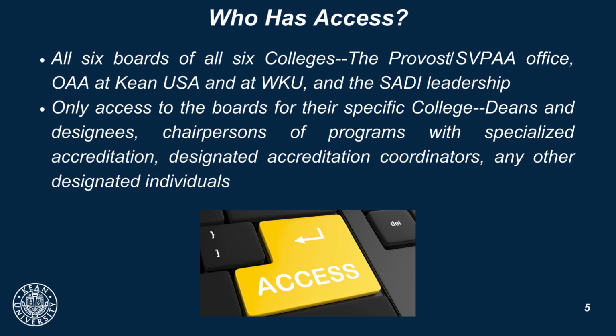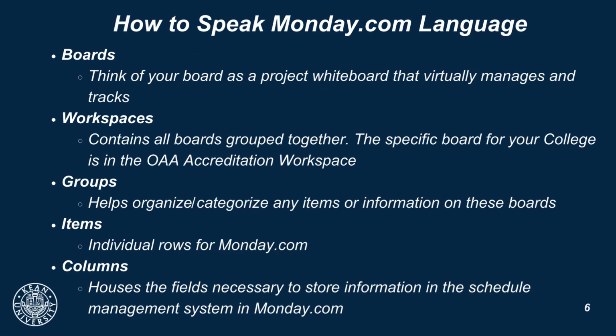Who has access to the Monday.com Accreditation Schedule Management System? The Provost/SVPAA Office, OAA at WKU and Kean USA, and the SADE leadership have access to all 6 boards for all 6 colleges. On the other hand, all deans and designees, chairpersons of programs with specialized accreditation, designated accreditation coordinators, and any other designated individuals have access to only the board for their specific college.